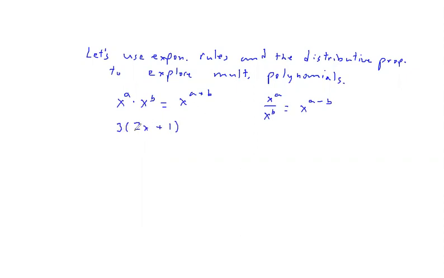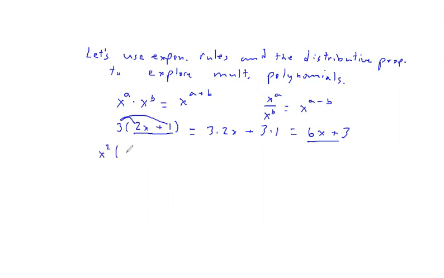Remember, when we have something like this, 3 times a quantity, 2x plus 1, I multiply that 3 into both terms of the expression in the parentheses. So we get 3 times 2x plus 3 times 1, which gets us 6x plus 3. Now, let's take another example.